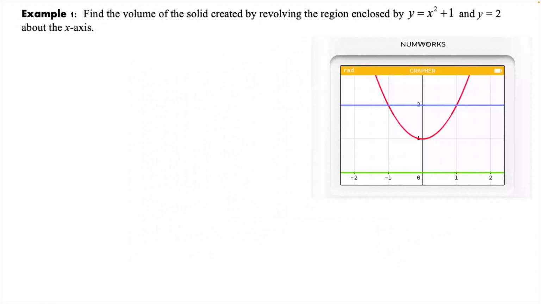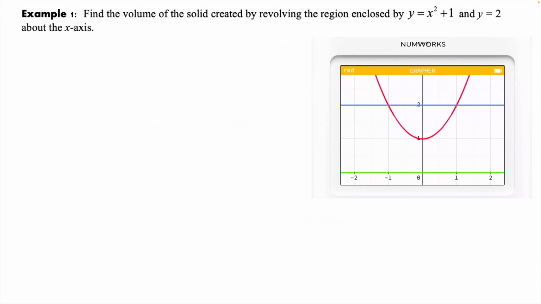So example number 1 says: find the volume of the solid created by revolving around the region enclosed. It's enclosed by y equals x squared plus 1 and y equals 2.